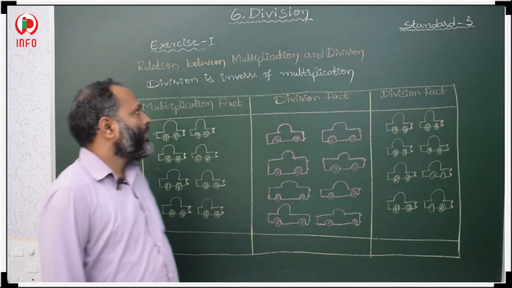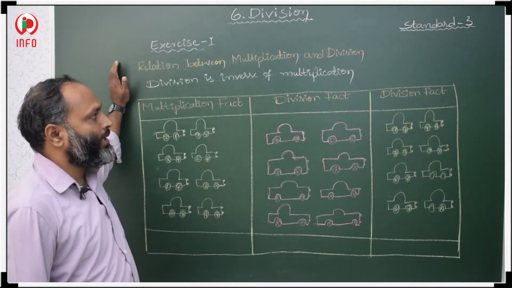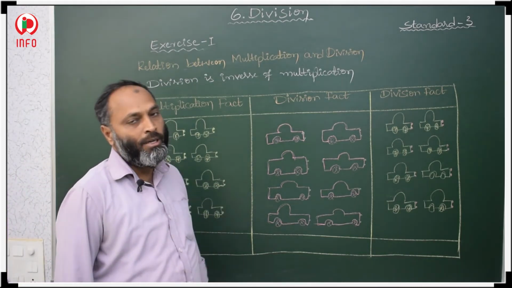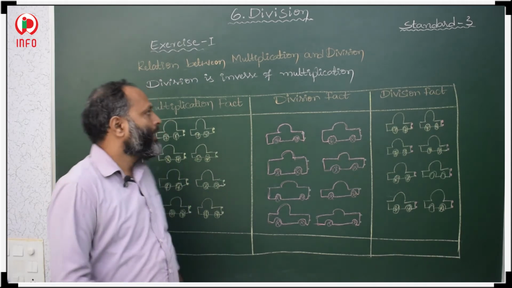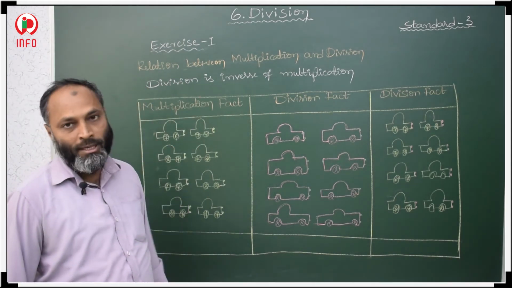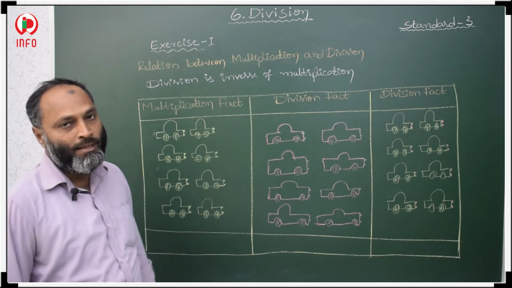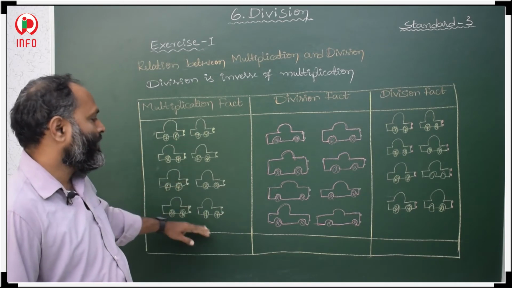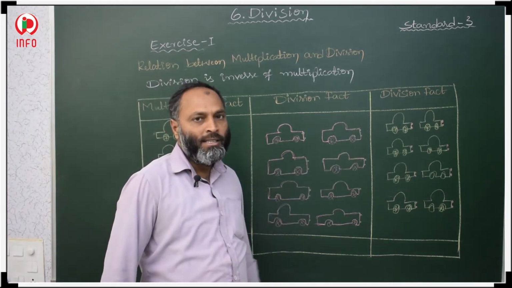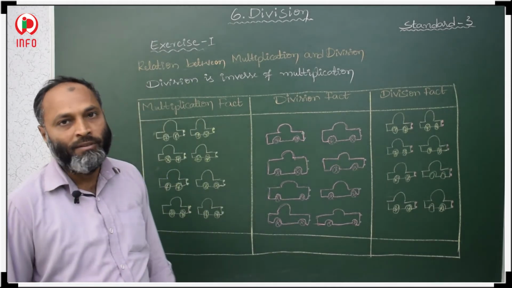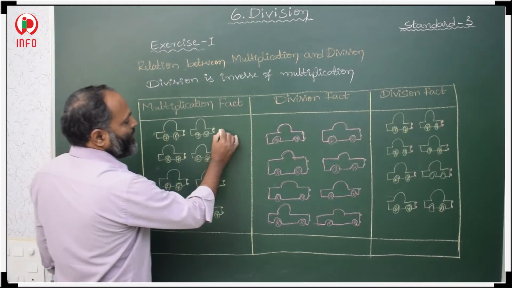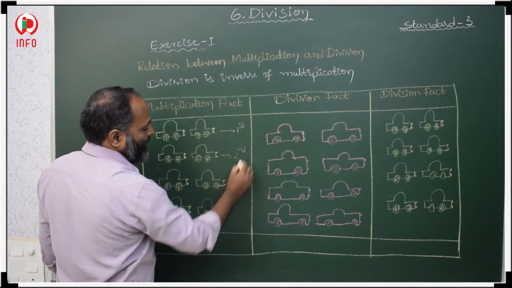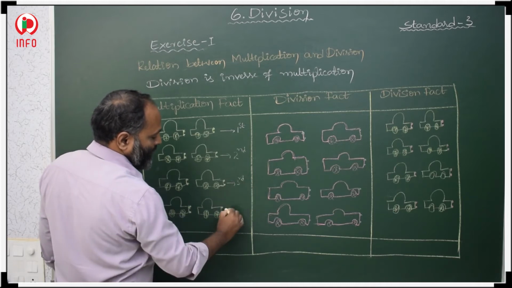Now students, see the relation between multiplication and division. What is the relation between multiplication and division? We are going to discuss. Division is the inverse of multiplication. See here, some cars are given: 1, 2, 3, 4, 5, 6, 7, 8, the same 8 cars are there. So we have to find the relation between multiplication and division. Here this is the first row, this is the second row, this is the third row, this is the fourth row.